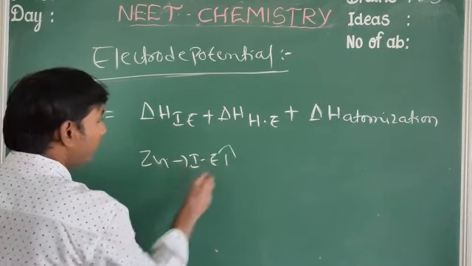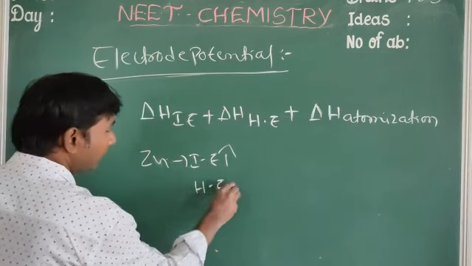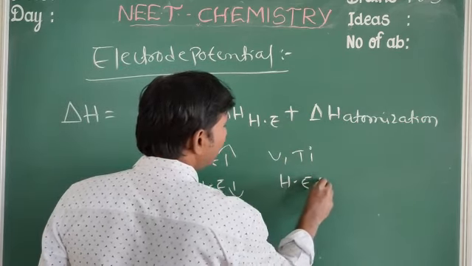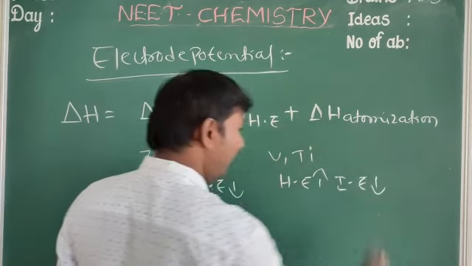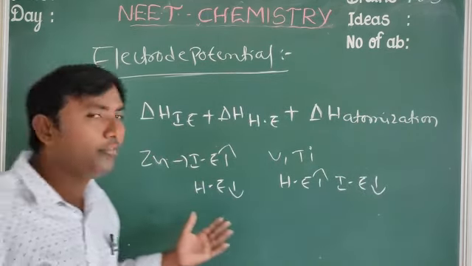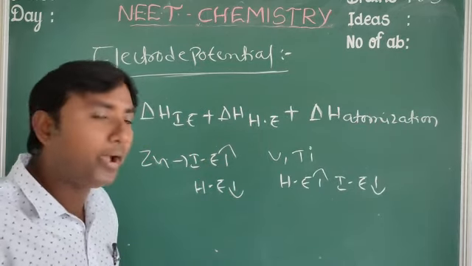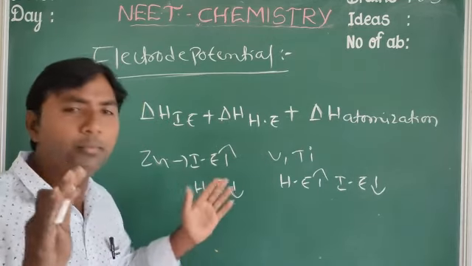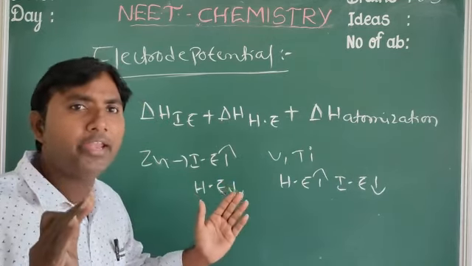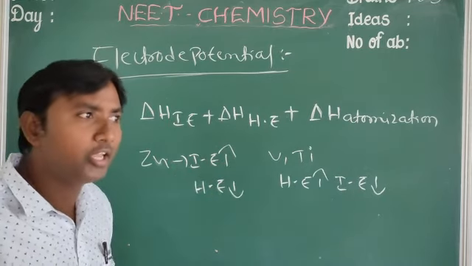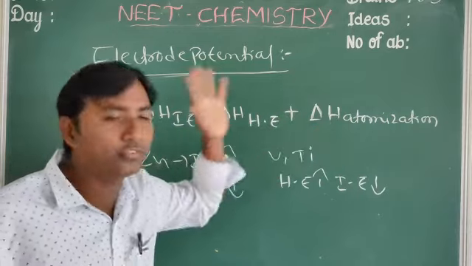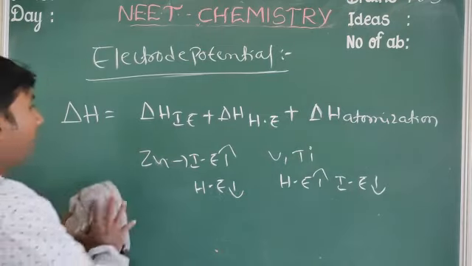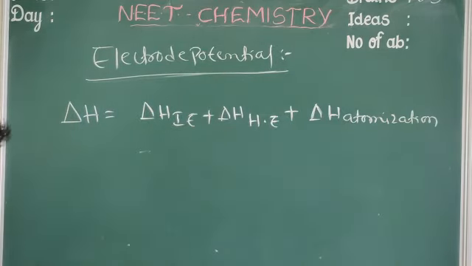has ionization energy more and hydration energy less. For example, vanadium and titanium have hydration energy more and ionization energy less. That's why we cannot explain the stability of oxidation state by one factor. We should consider the three factors together, and these three factors together give us delta H.